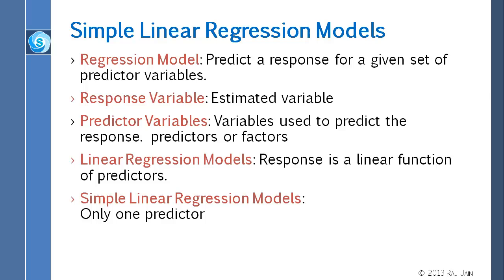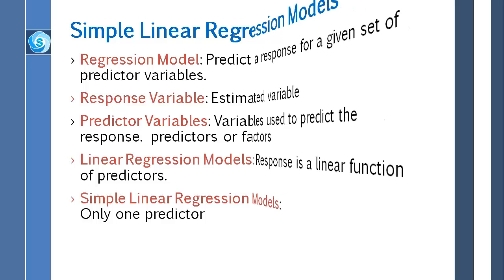And if it is just one predictor variable, one x variable, then it is called a simple linear regression model, SLR. So we will start with the simplest of all, and that is simple linear regression. Just one predictor, one response, and linear relationship. And we'll see how much math there is just to do that correctly.